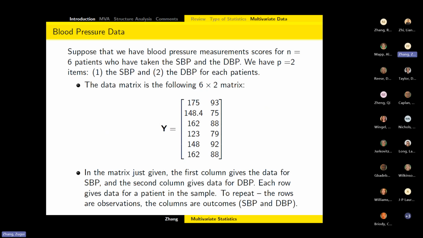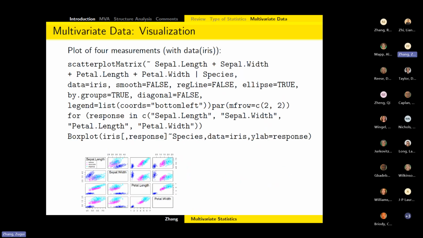Another example, like in our cardiovascular studies, we have SBP and DBP, so the outcome consists of 2 variables, SBP and DBP. We can have the outcome Y as a matrix. The first column gives the data for SBP, and the second column gives the data for DBP. Each row gives data for a patient in the sample. To repeat, the rows are observations and the columns are the outcomes SBP and DBP.